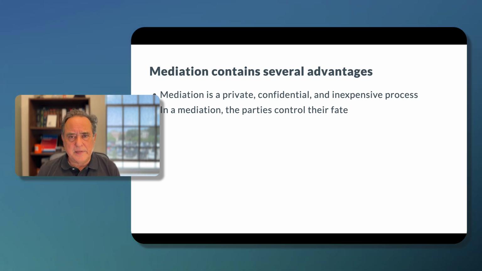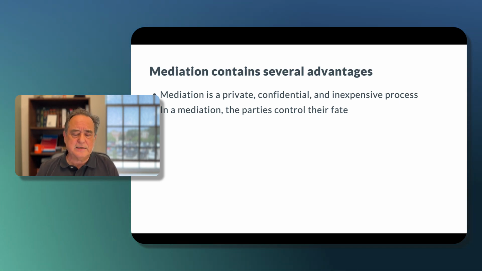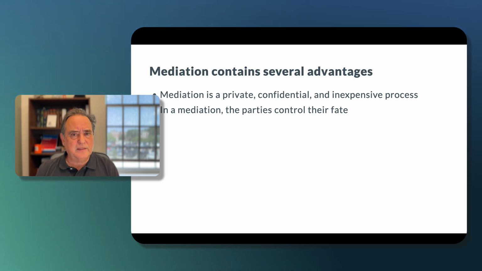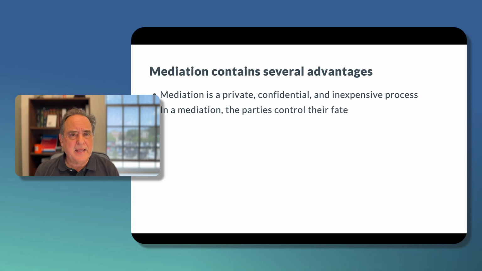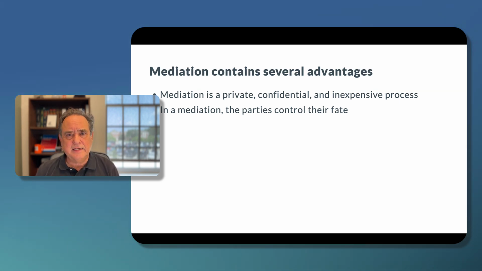Parties always come into a mediation with some number in their head. A plaintiff has a number in their head that they will accept, which is less than the number they're asking for, and the defendant will have a number in its lawyers' heads of what it is willing to pay, and that is usually more than what it wants to pay. So in a mediation, the parties can control their fate. It's the only time in a dispute in which the control is in the hands of the parties.